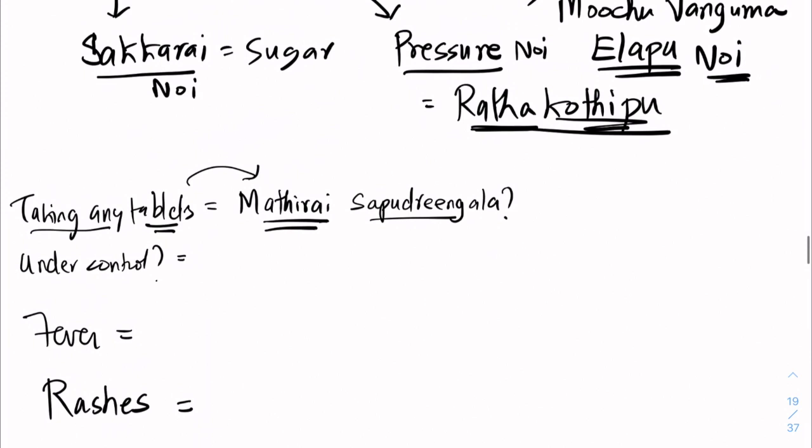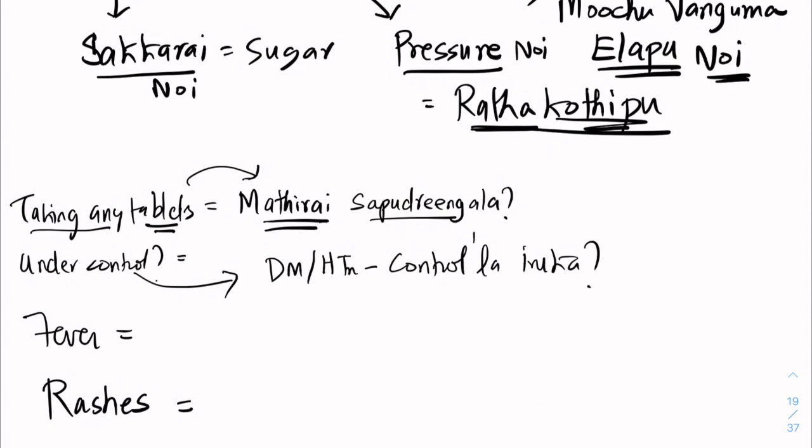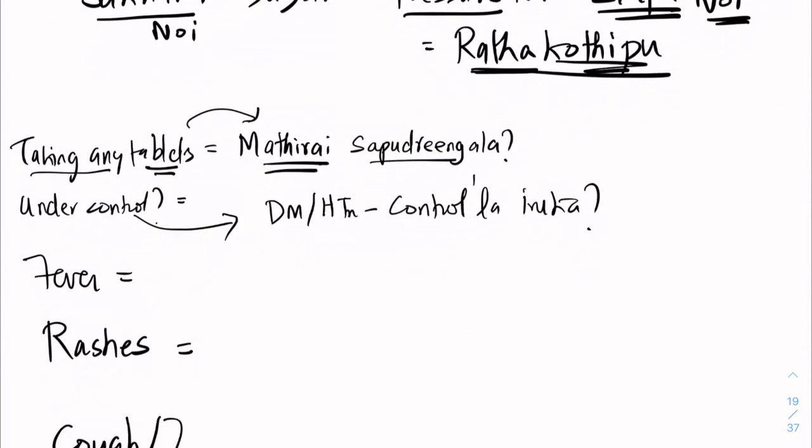Okay. Is it under control? Say for example, if the patient is going to have very high blood pressure or very high blood sugar, you might want to ask the question, சக்கரை அல்லது pressure. You can use the word diabetes or hypertension, control இருக்கா? Control இருக்கா means, are they under control? Okay. Fever can be translated to Tamil as காய்ச்சல்.